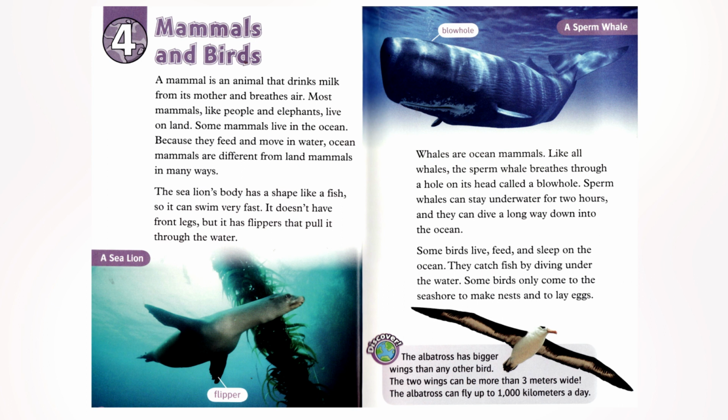The sea lion's body has a shape like a fish, so it can swim very fast. It doesn't have front legs, but it has flippers that pull it through the water.